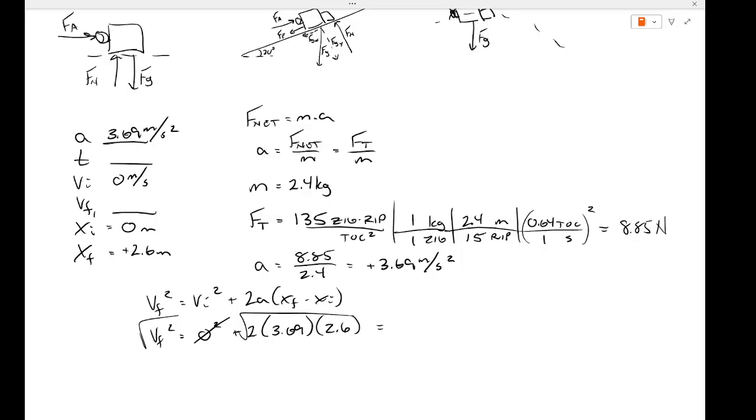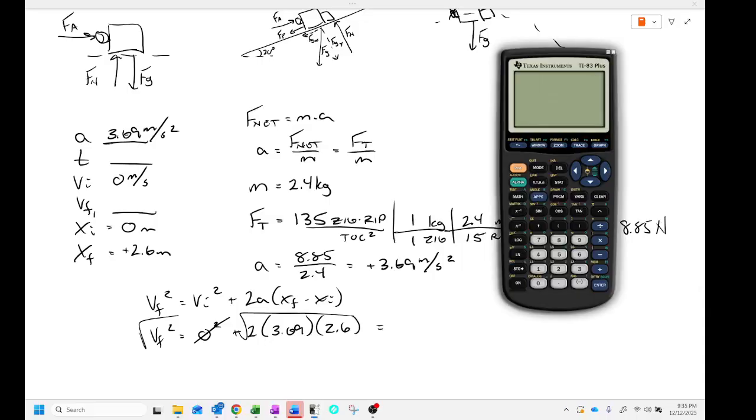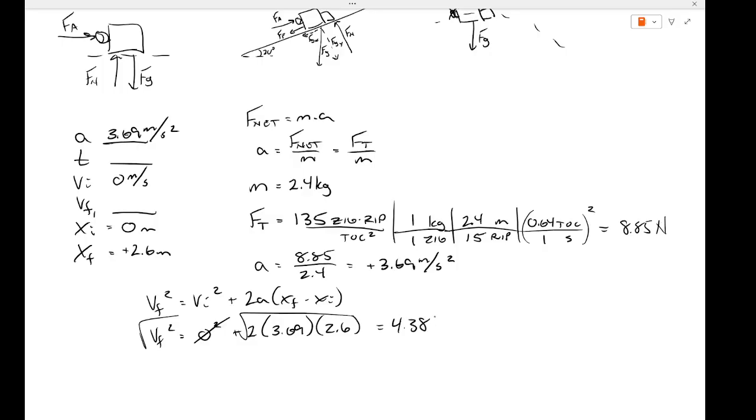Let's pull out my calculator. We're going to have 2 times 3.69 times 2.6. I'm going to take the square root of that answer, and I'm going to get 4.38 meters per second. So that's our final velocity here.